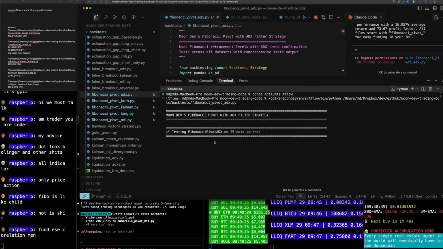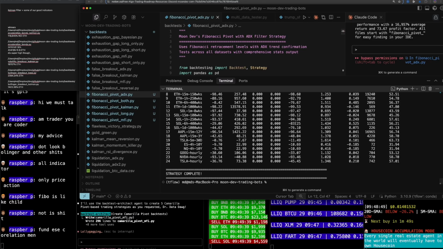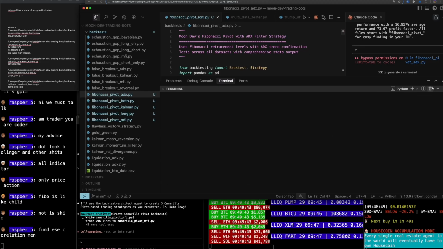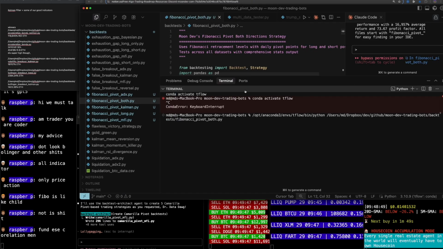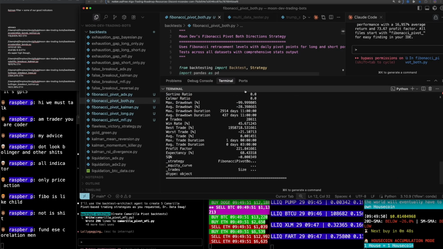All right, let's go ahead and test all of these on the 25 data sources. Okay. 0.71 expectancy. All right. Nah, these aren't looking too hot. These ones, at least. 1 profit factor. All right. Pass. 0.68 expectancy.